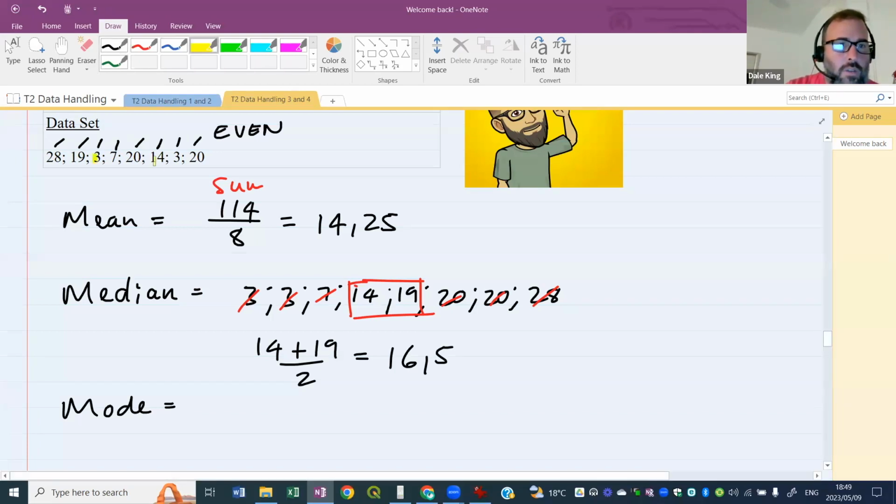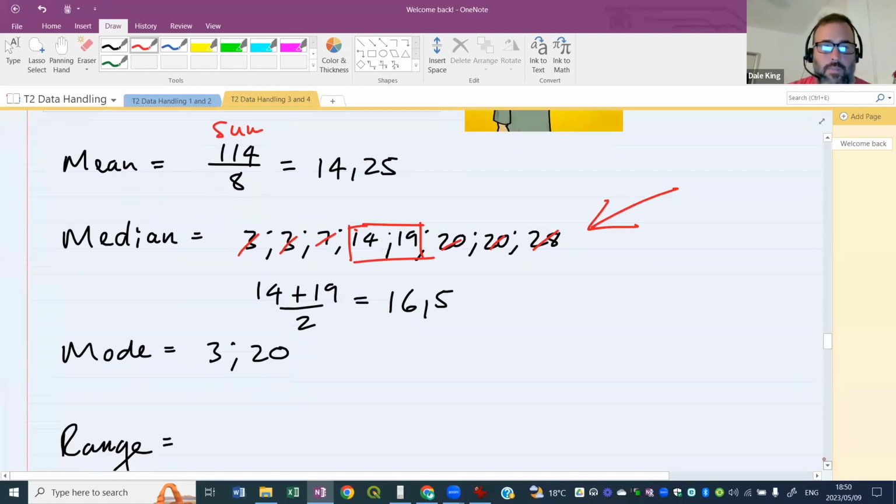All right, the mode, the most. So I see we have a 3 and a 3. And then we have a 20 and a 20. So it's bimodal. So we have 3 and we have 20 as our mode. Okay, range. Now, luckily enough, I've got our data set in order over here. So I'm just going to look at that. Our highest is 28. Our lowest is 3. So for the range, highest of 28 minus the lowest of 3. And this should give us 19.